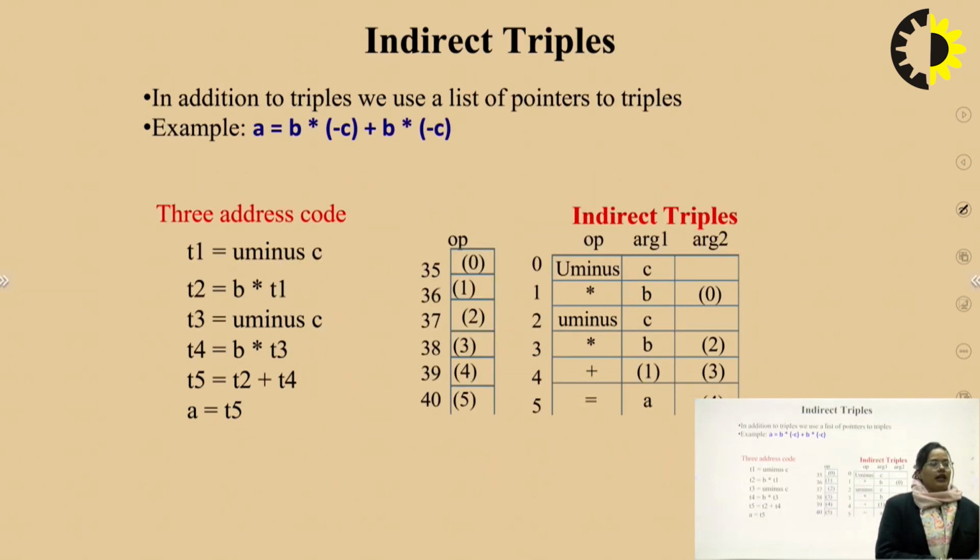In indirect triple, in addition to triples, we use a list of pointers to triples. We take the same example. This is the three address statement, and in indirect triple we store the instructions in this form. Positions 0, 1, 2, 3, 4, 5 are also stored in a list of pointers. Then in place of 0 we use 35, 1 is 36, 2 is 37, then 38, 39, and 40.